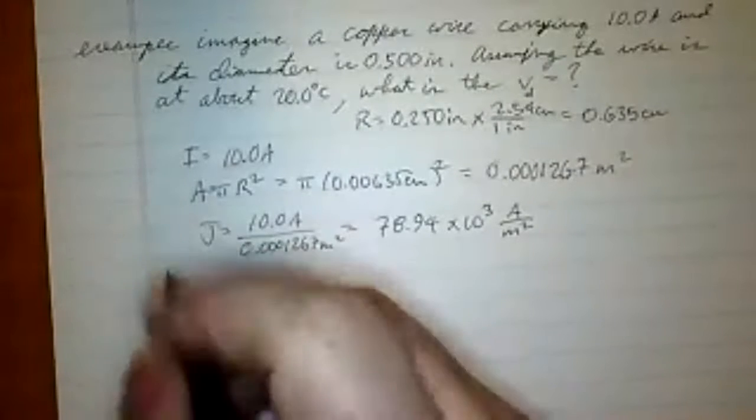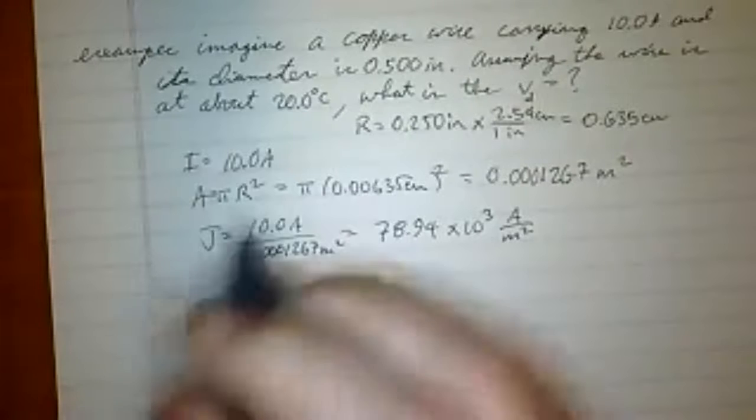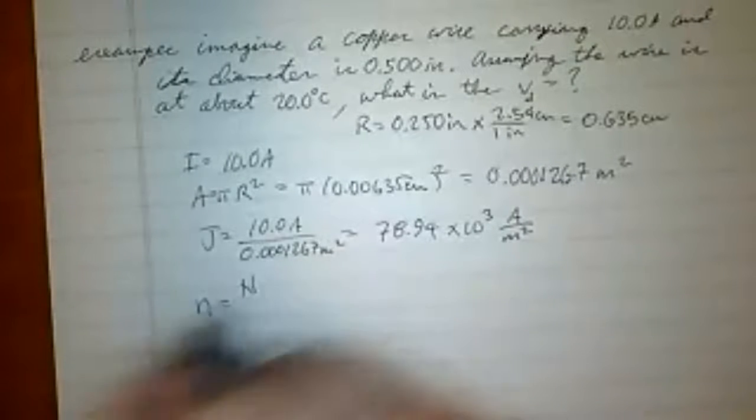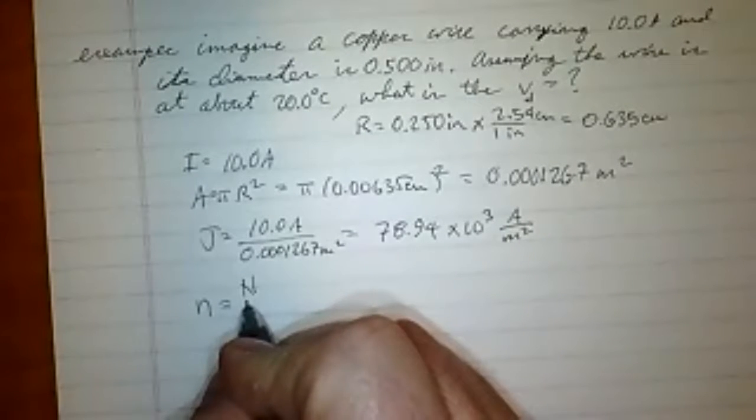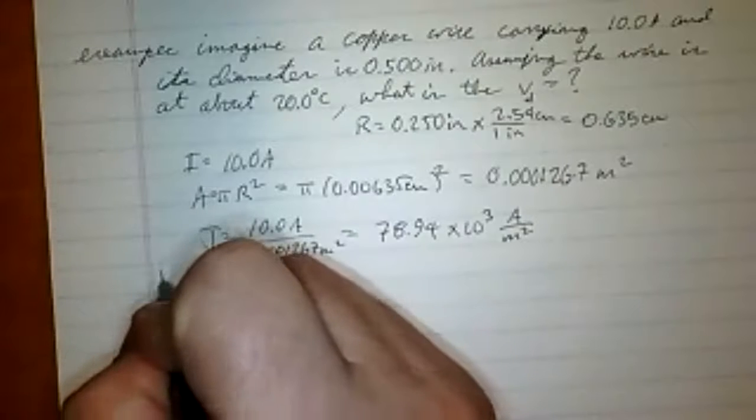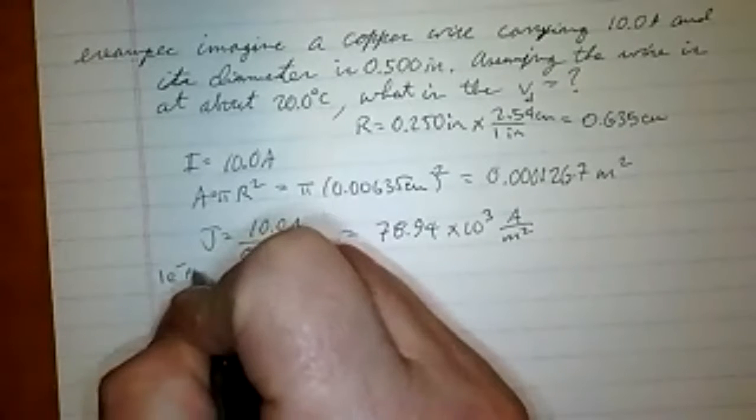Now, how do we figure out the number density? Well, the number density N is really the total number of atoms, if you will. If we assume one carrier per atom, 1 E minus per atom.